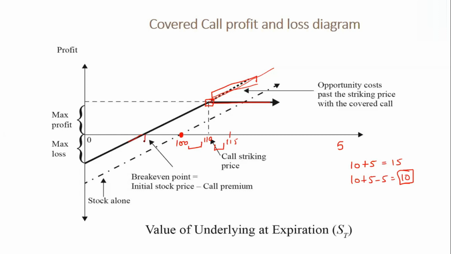But thanks to the premium you received, you have a buffer of 5. That means if the stock actually goes down to 95, you have made no losses, because in your actual stock position you are sitting at a negative 5, but you also received a premium of 5. So no profit, no loss. Beyond 95, if it goes down, yes, you are going to make losses.